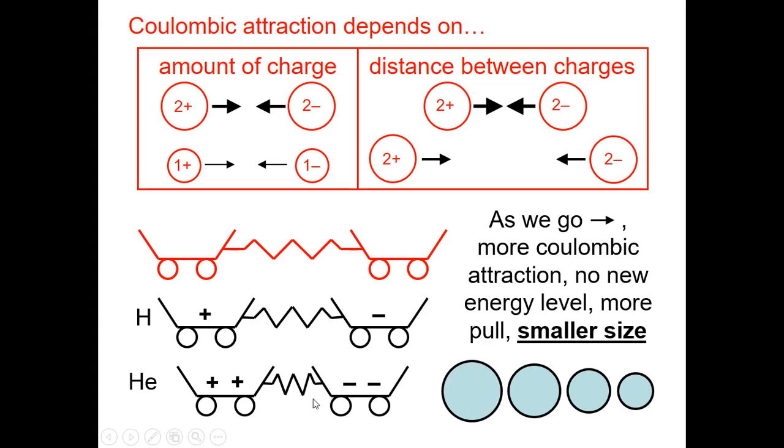So as we go across from left to right, we see the size of the atoms decreases because of the greater number of protons going across.